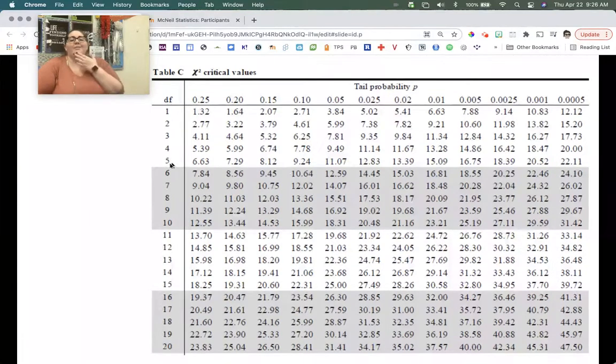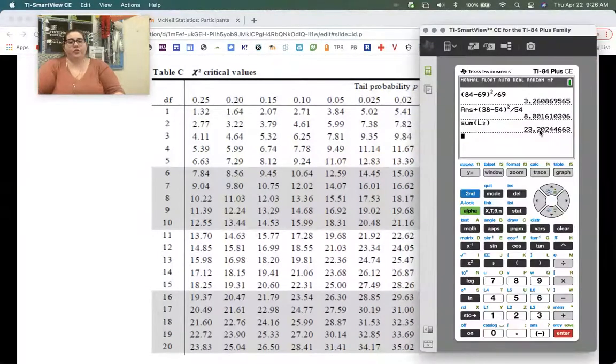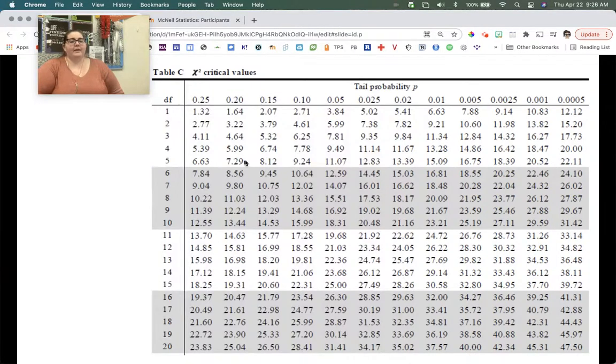Okay, so we would look on the degrees of freedom 5 row, and we would look for where our chi-squared value would fit. We got a chi-squared of like 23.2. So this is telling us what is the probability of getting a difference as big as we got. So our chi-squared value, you'll notice, is beyond the last number on this row for degrees of freedom 5.